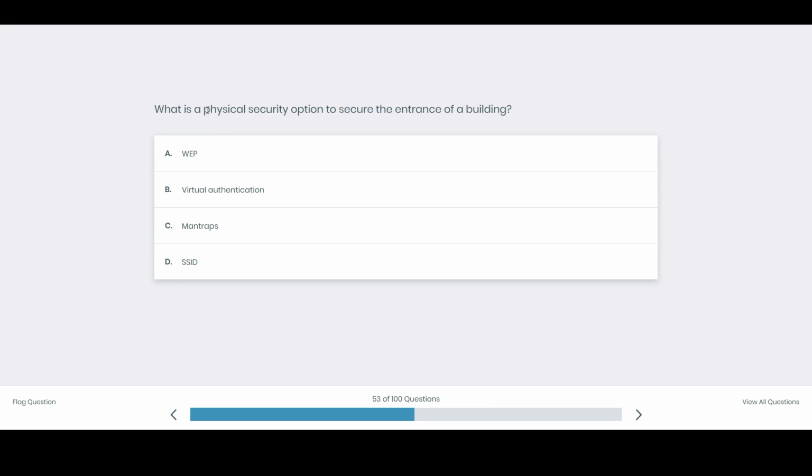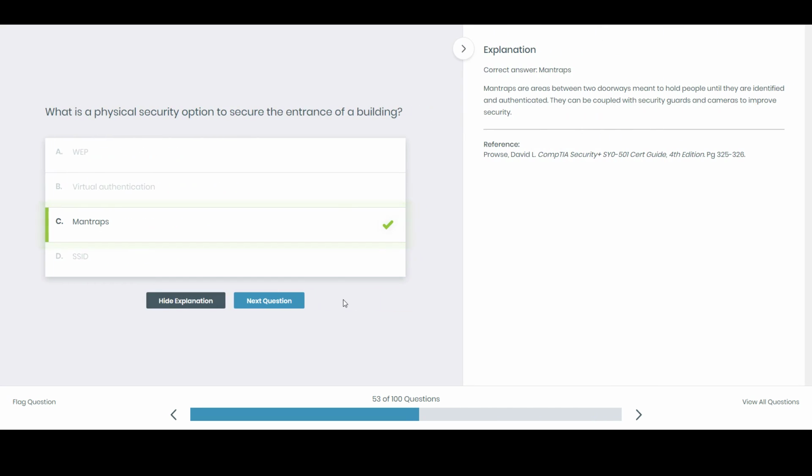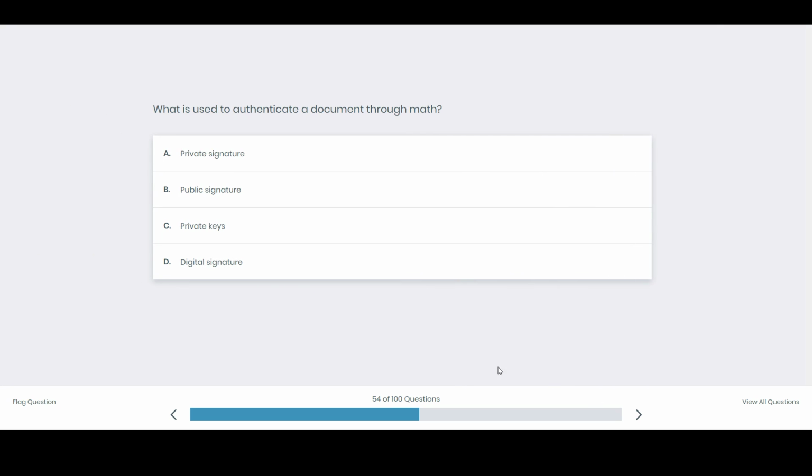What is a physical security option? This is physical security, something that you can touch, of the building. So mantrap. Not this one. SSID, no, virtual, no. Mantrap is the answer: two doors meant to hold people until they are identified and authenticated.